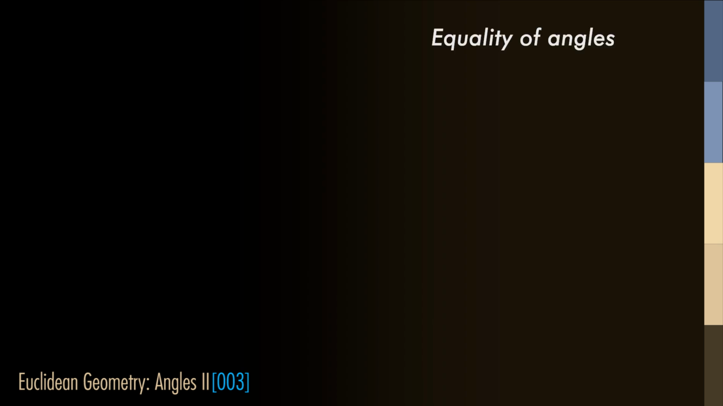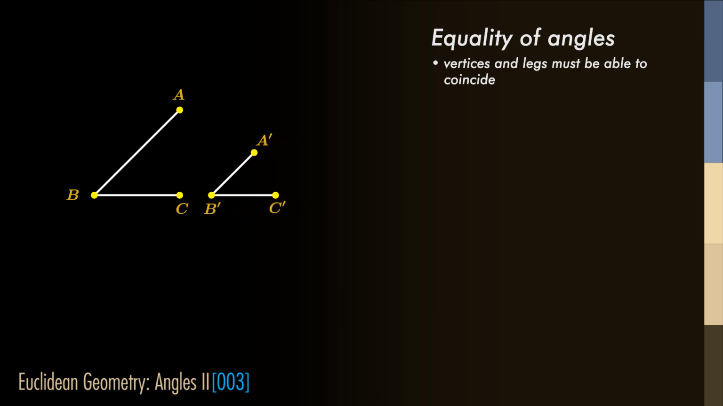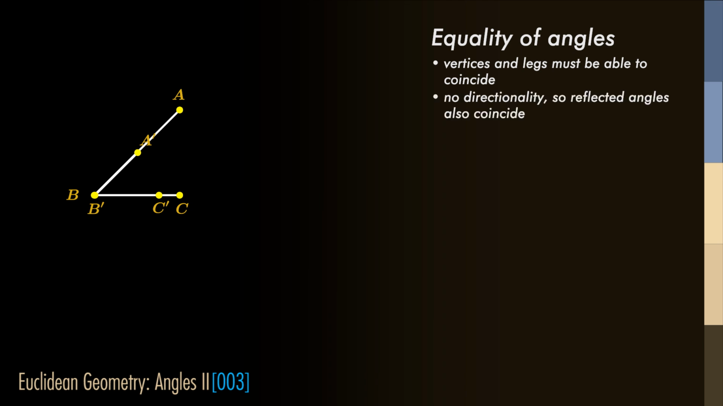First of all, we define the equality of angles. 2 angles are equal when we can make the vertex and the legs coincide with each other. In the figure B', A' can be placed on BA, and B'C' can be placed on BC. But as we do not consider the direction of the angle, we can also place B'C' on BA and B'A' on BC.